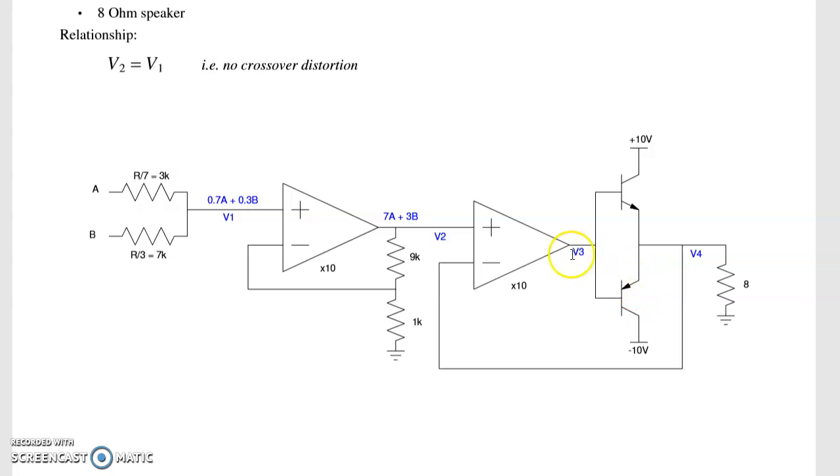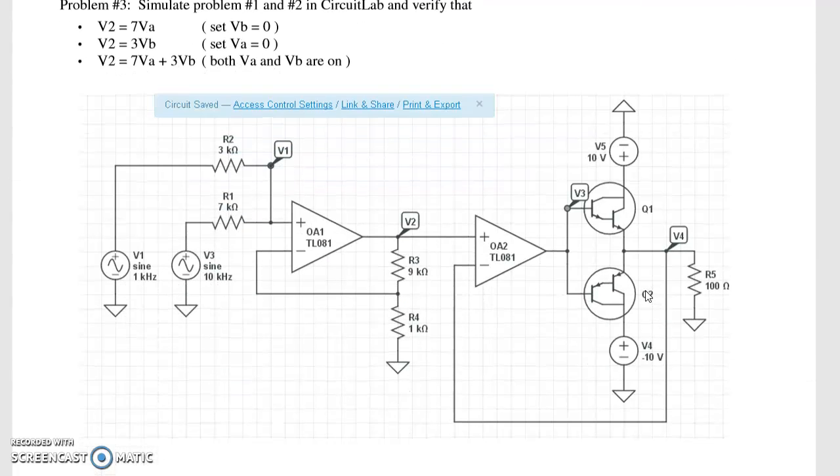With the push-pull amplifier, I've taken a fairly wimpy op amp and powered it up, increased the current gain by about 1000. So this is problem number 2. If I simulate that, again, I'll take the summing junction, amplify by 10, run to a push-pull amplifier.